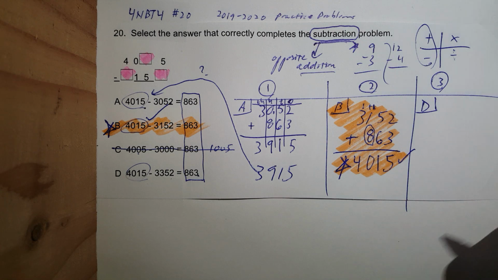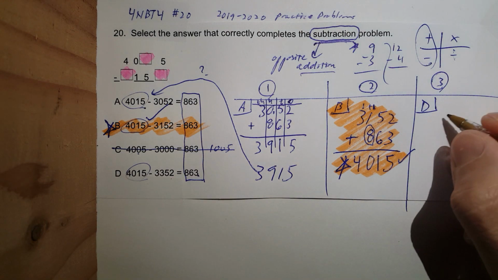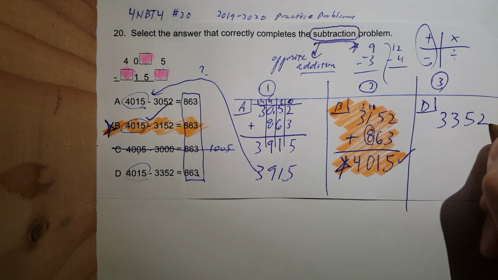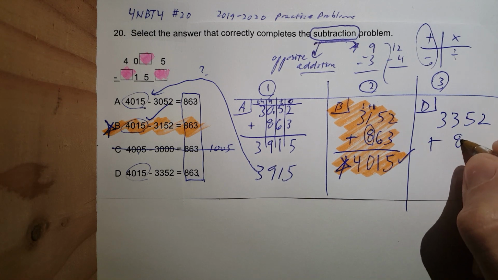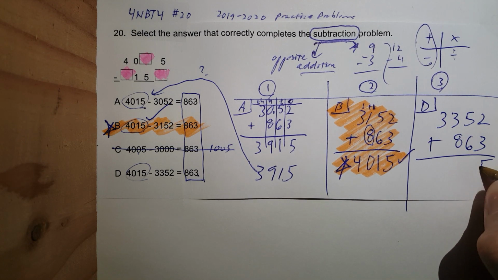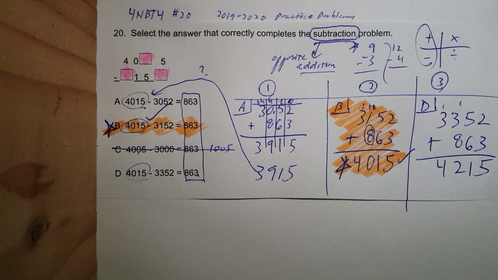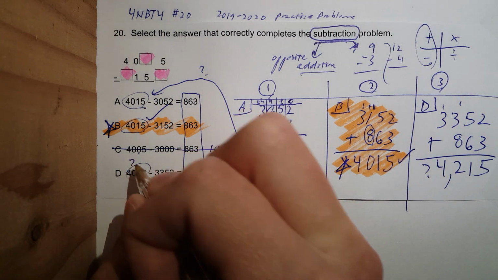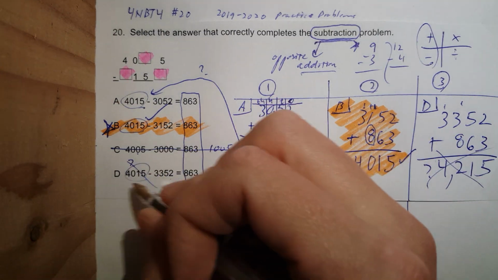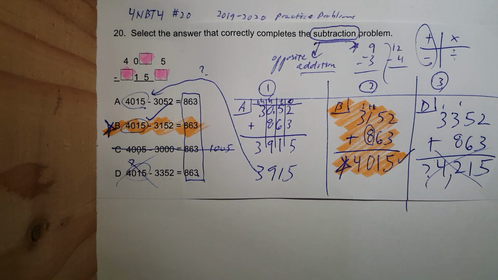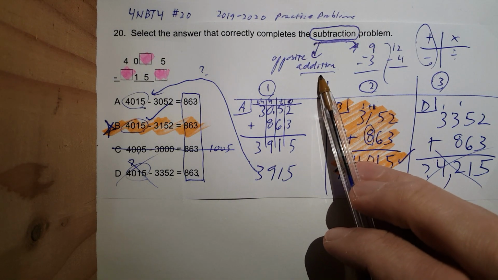Probably should have waited to highlight that, but let's find out. So now I'll take the bottom number again, 3,352 plus 863, 5, 11, 11, 12, 4, 4,215. That does not equal that, okay? There it is. We proved it by going the opposite way.